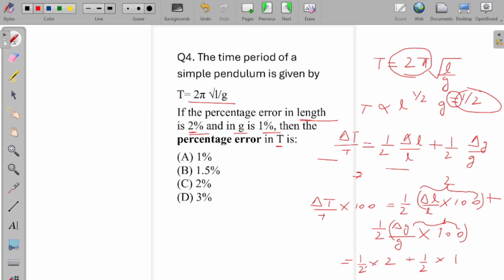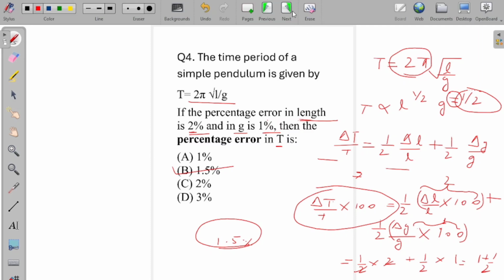Now it becomes very simple to solve this. On further solving it, you will get 1 plus half, and 1 plus half gives you 1.5. So the final answer is 1.5%. Delta T upon T into 100 is equal to 1.5%. So the answer is option number B.